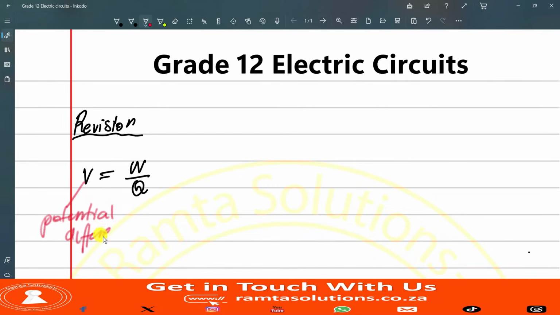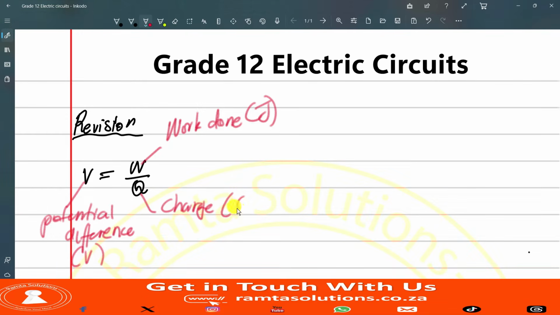All right, this was potential difference, or if you like, you can call it voltage, measured in volts, symbolized by V. Then this W was the work done, measured in joules. This Q was charge, electric charge, measured in coulombs, capital letter C.